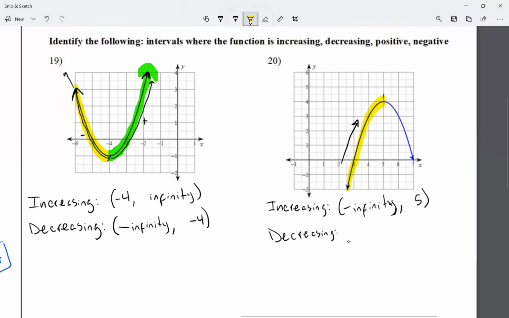Okay, now for decreasing. Let me highlight this in green. So we start here at the highest point, and then it's going down, and it goes on forever. Remember, I'm just looking at my x values. So where did we stop going down? At 5. And it goes all the way to infinity.